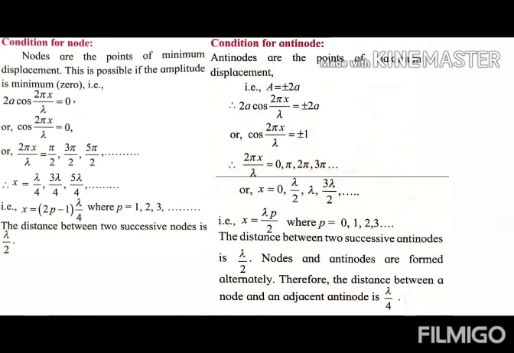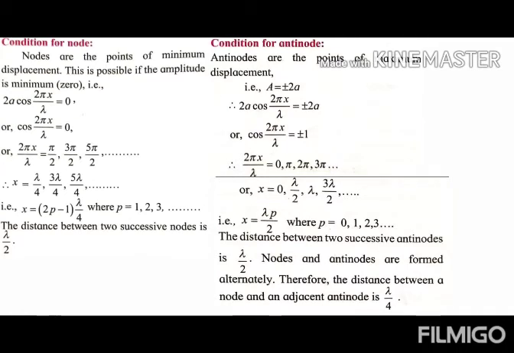Now, the angles of cos are π/2, 3π/2, 5π/2 and so on, for which the value is 0. Therefore, by comparing the angles, we may write 2πx/λ = π/2, 3π/2, 5π/2 and so on. If 2πx/λ = π/2, then x = λ/4. If 2πx/λ = 3π/2, then x = 3λ/4. If 2πx/λ = 5π/2, then x = 5λ/4 and so on.